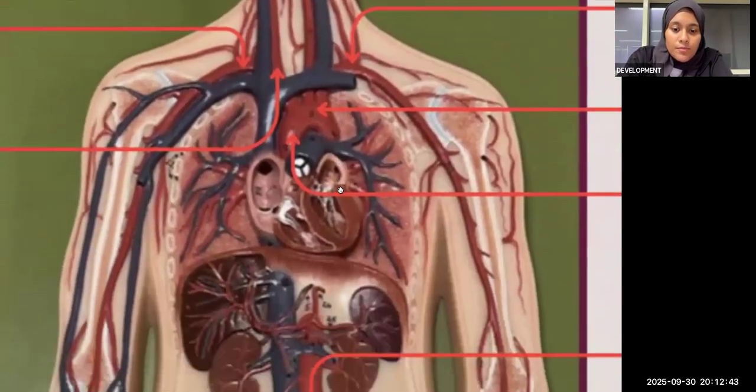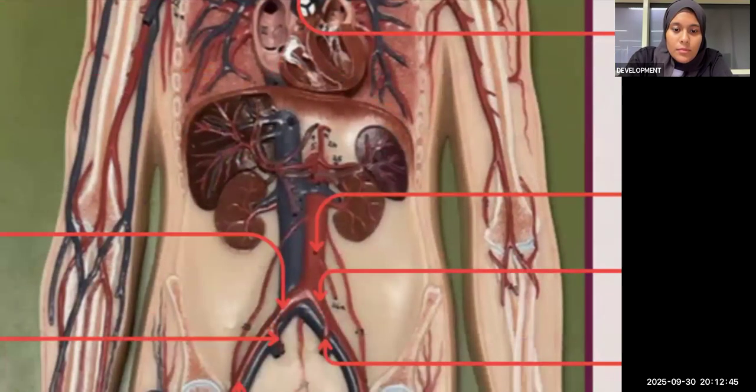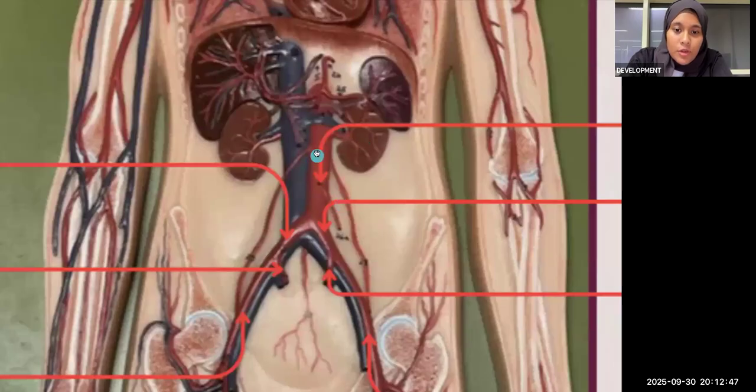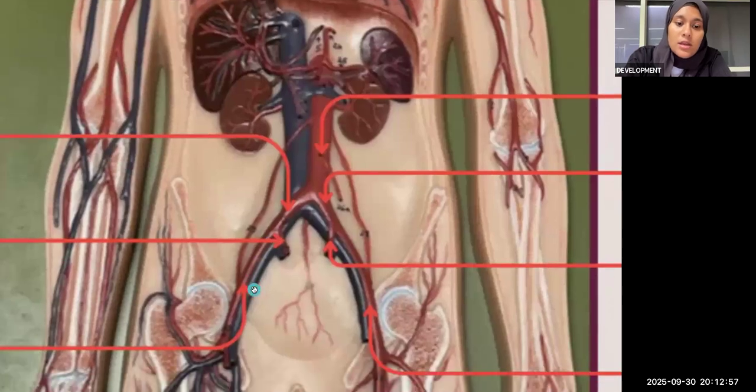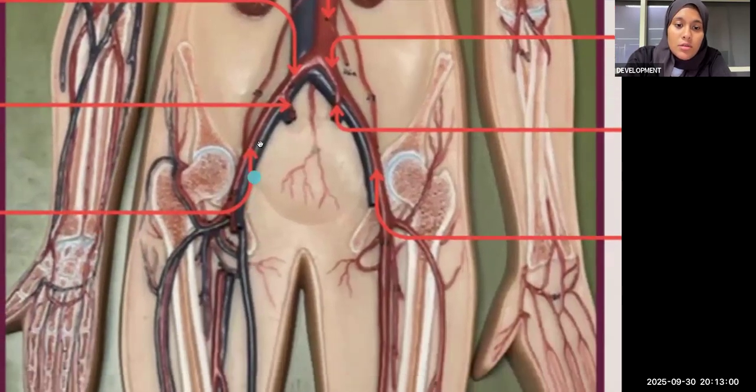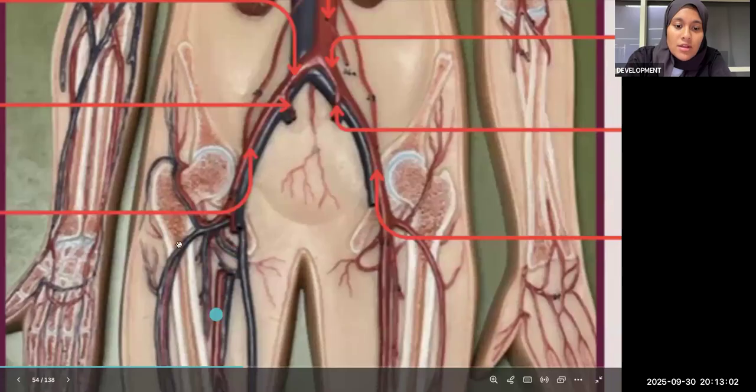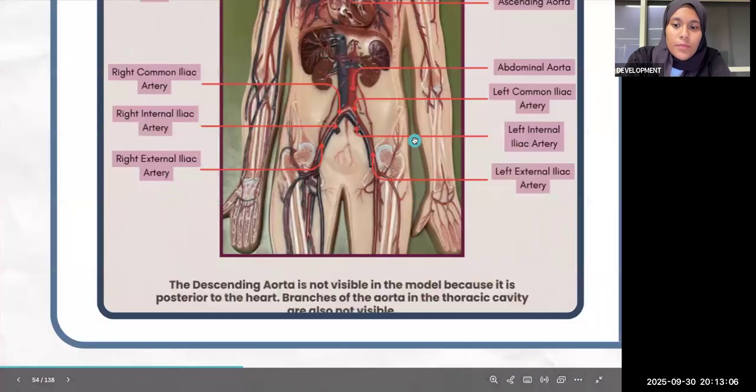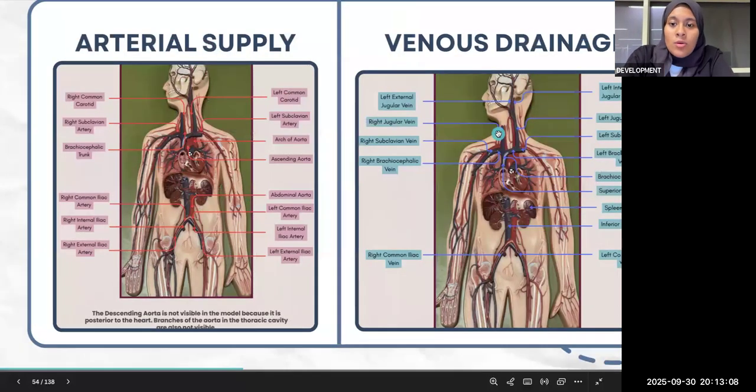And then if we go down, here is your abdominal aorta. Your abdominal aorta will go into your left and right common iliac, and your common iliac will go into the internal iliacs and the external iliacs. And when it reaches right next to the femur, from the name, it becomes the femoral artery.